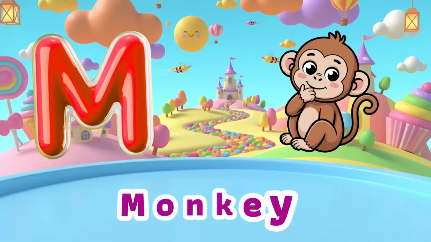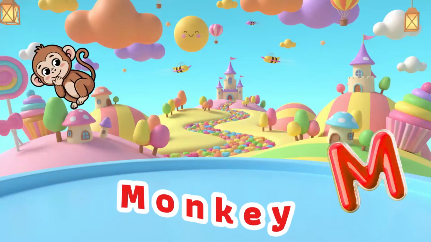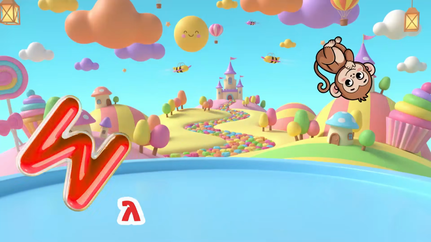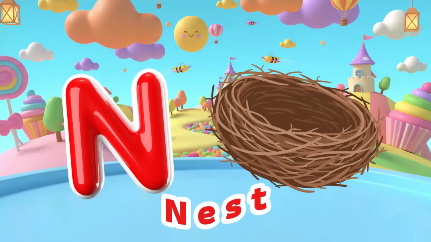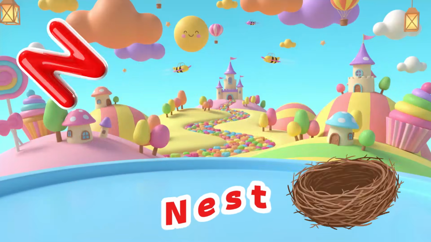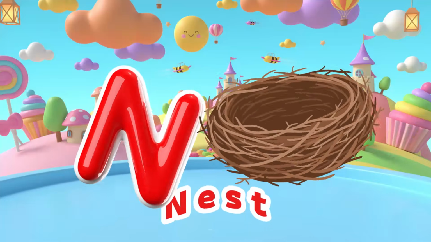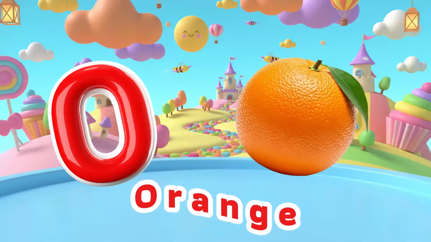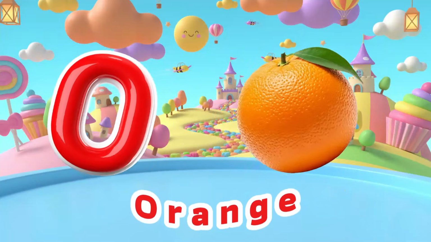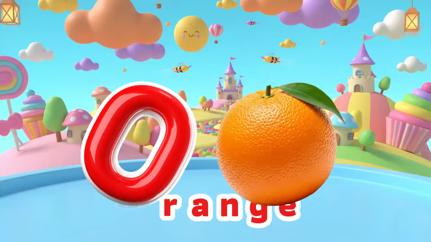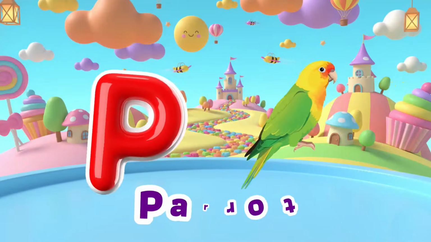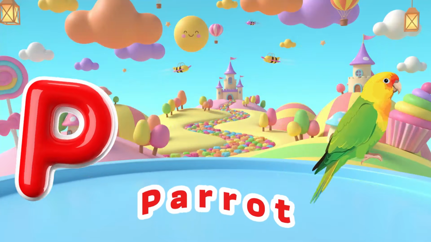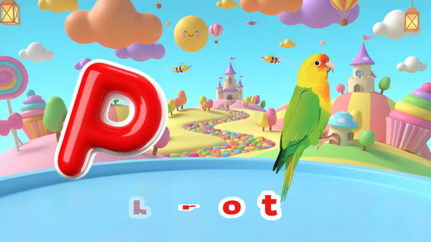M is for monkey. N is for nest. O is for orange. P is for parrot.